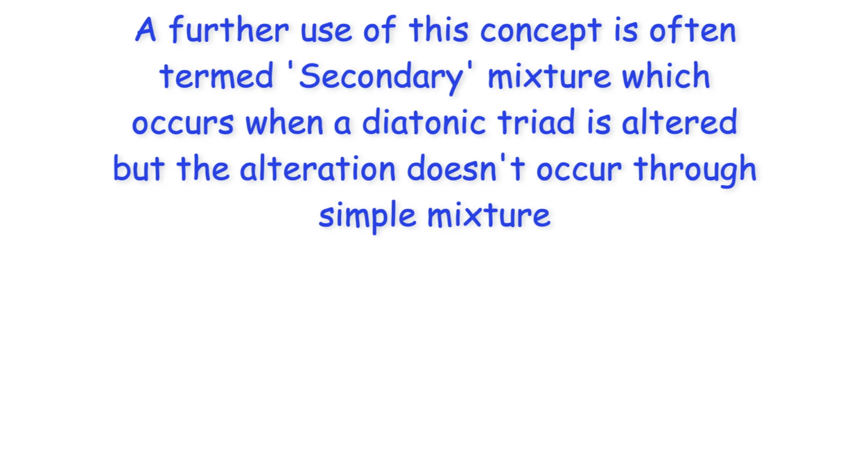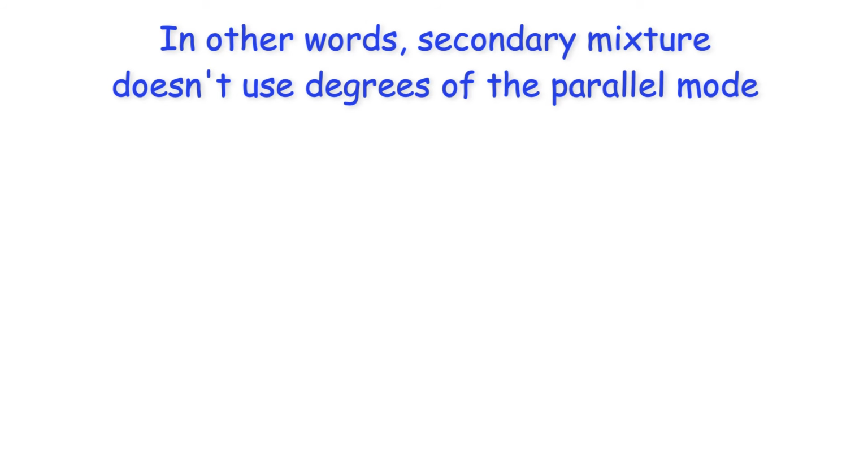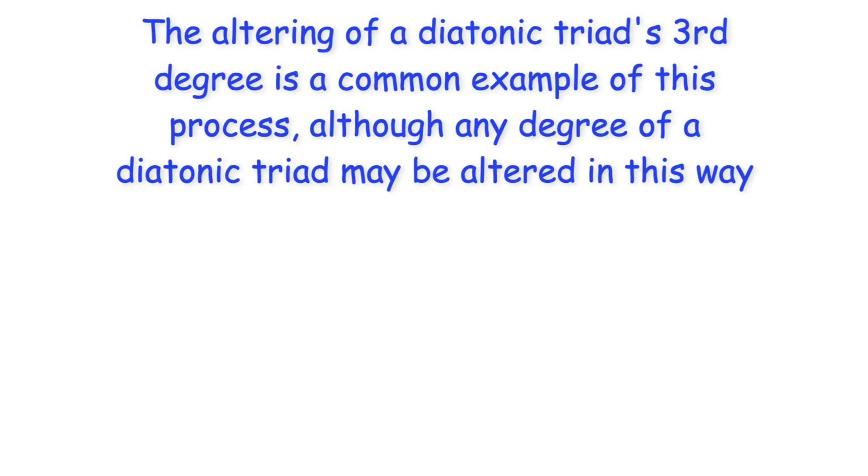A further use of this concept is often termed secondary mixture, which occurs when a diatonic triad is altered but the alteration doesn't occur through simple mixture. In other words, secondary mixture doesn't use degrees of the parallel mode. The altering of a diatonic triad's third degree is a common example of this process, although any degree of a diatonic triad may be altered in this way.